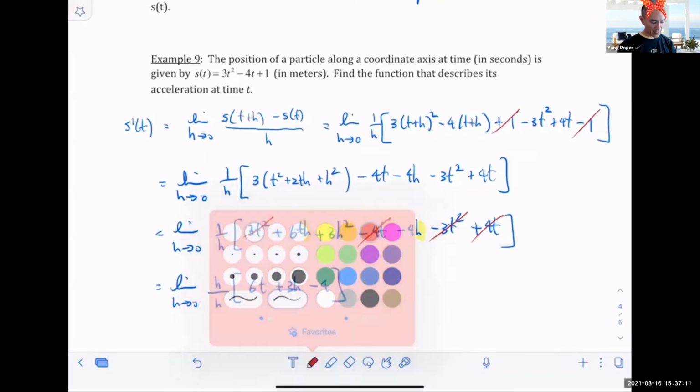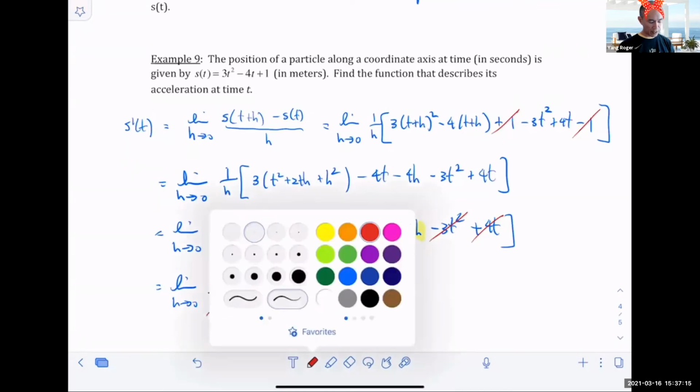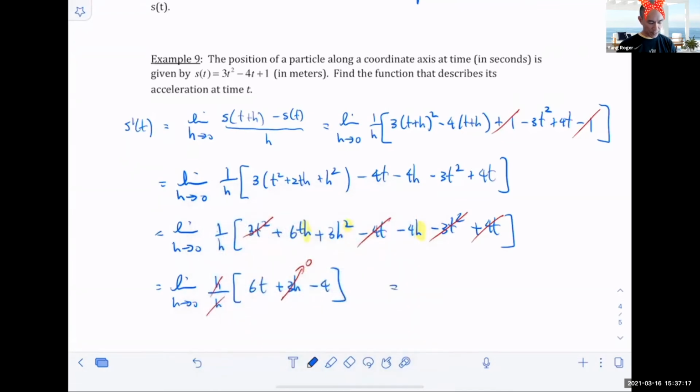So these h's cancel out. And this h goes to 0. And then you're left with 6t minus 4. Are there any questions about that? That's our first derivative.